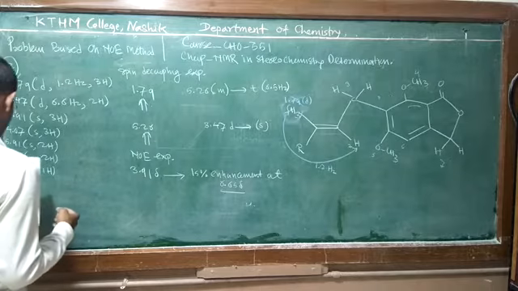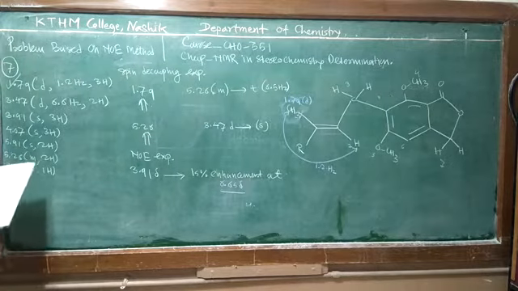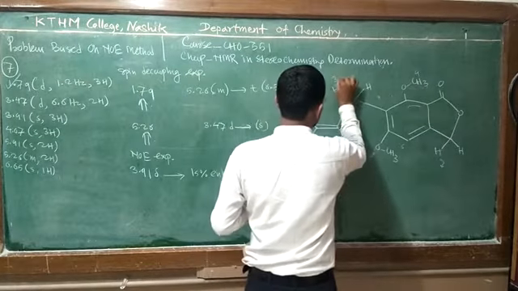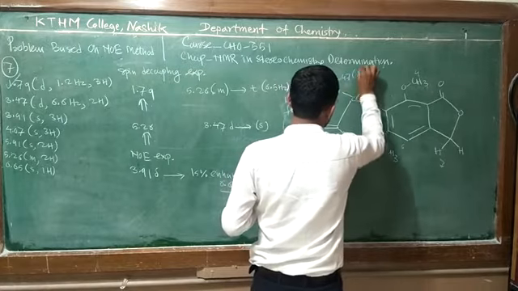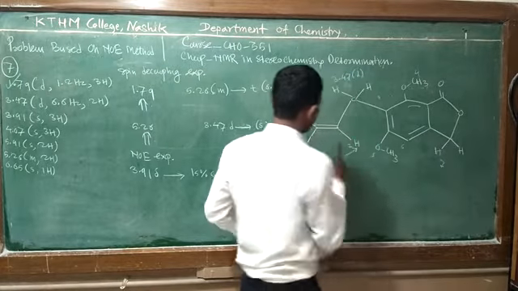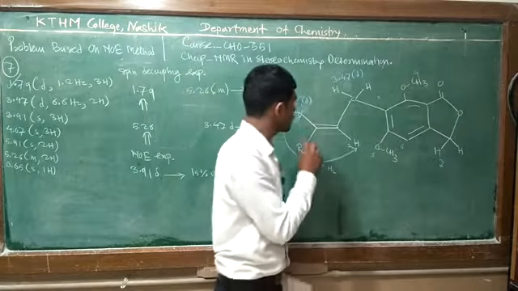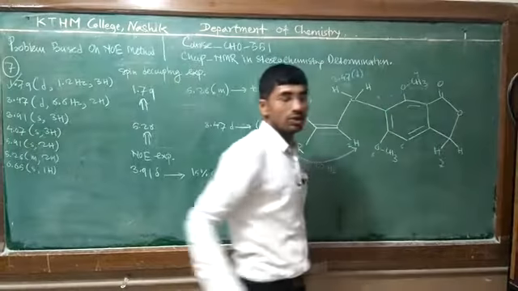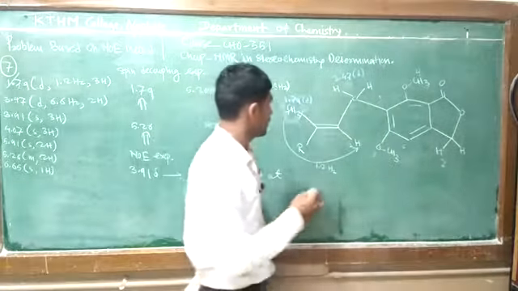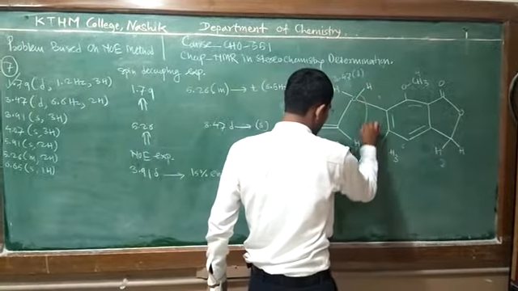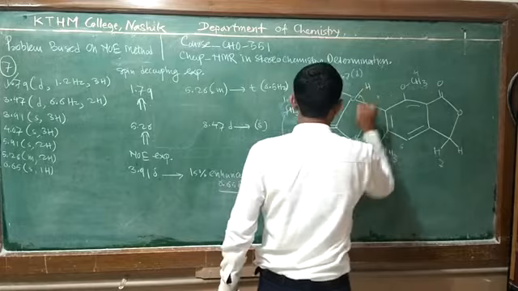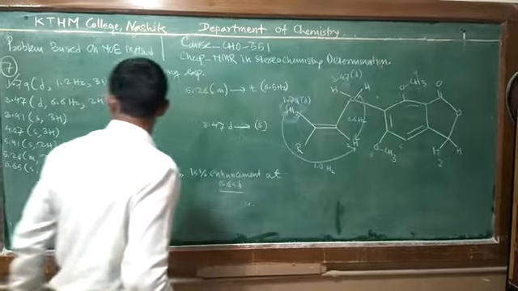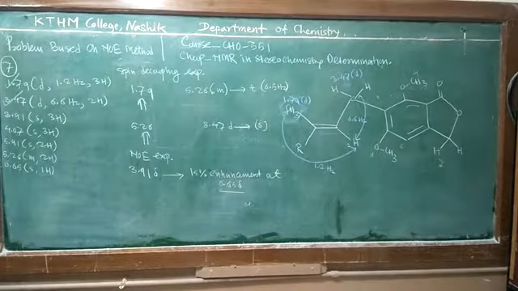Then next is the 3.47 doublet. For how many protons? 2. So the 3.47 doublet is because of 2 protons. The value is 3.47 because they are attached to a carbon-carbon double bond and also to the benzene ring. The doublet again means allylic coupling. Allylic coupling on the same side has a value of 6.6 hertz. In this way this shows the coupling, so we have assigned this signal also.